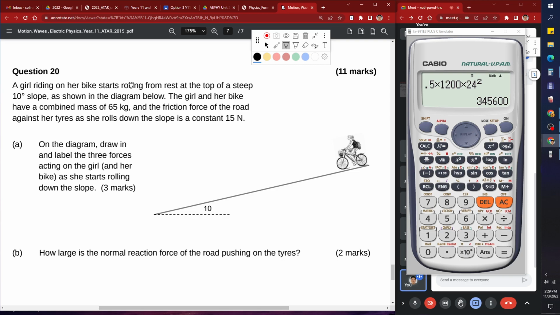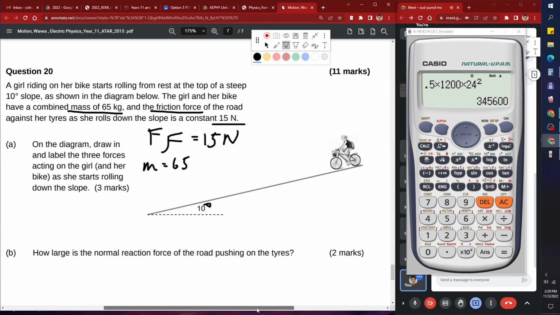Okay, girl's riding down the hill. There's a 10-degree slope. The girl has a combined mass with her bike of 65 kilograms. There is a friction force of 15 newtons. Okay, mass is 65, yes. On the diagram, draw in and label the three forces acting on the girl and her bike as she starts rolling down the hill. Okay, great.